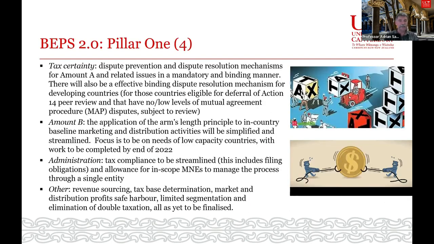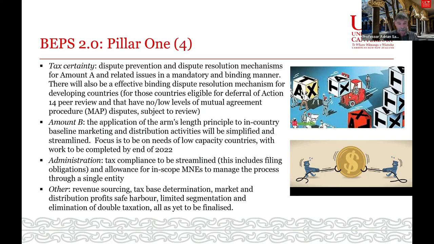In terms of enhancing tax certainty, this is particularly in the area of dispute resolution. There will be an intention to have dispute prevention and dispute resolution mechanisms for amount A developed, and they will have related issues covered in both a mandatory and binding manner. So when you see words like that, you can understand some jurisdictions might start to get a little bit concerned as to what that means. So there's going to be an effective binding dispute resolution mechanism for developing countries, and for those countries eligible for deferral of the Action 14 peer reviews, that's Action 14 under BEPS 1.0, and have no or low levels of mutual agreement procedures. So there will be some recognition for some developing countries where this might be a challenge in terms of what is expected under the tax certainty provisions.